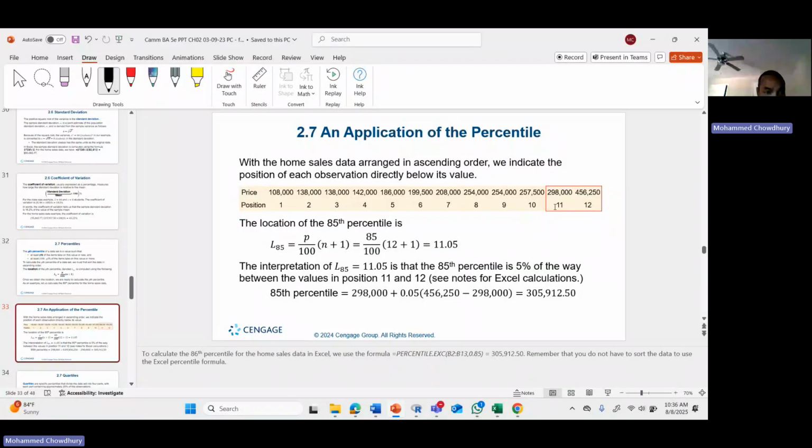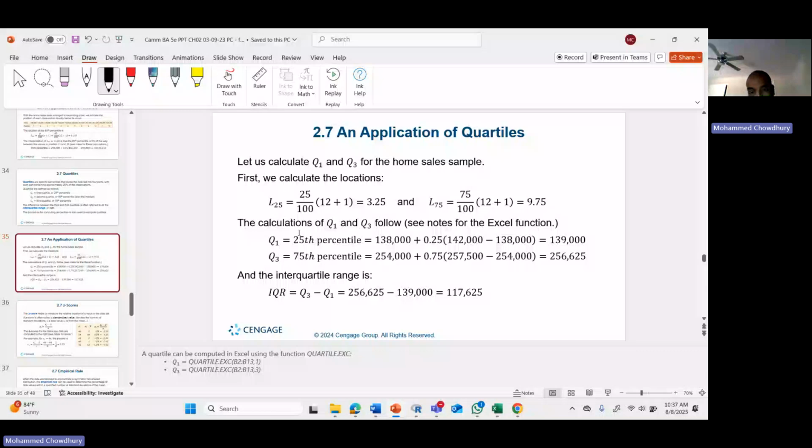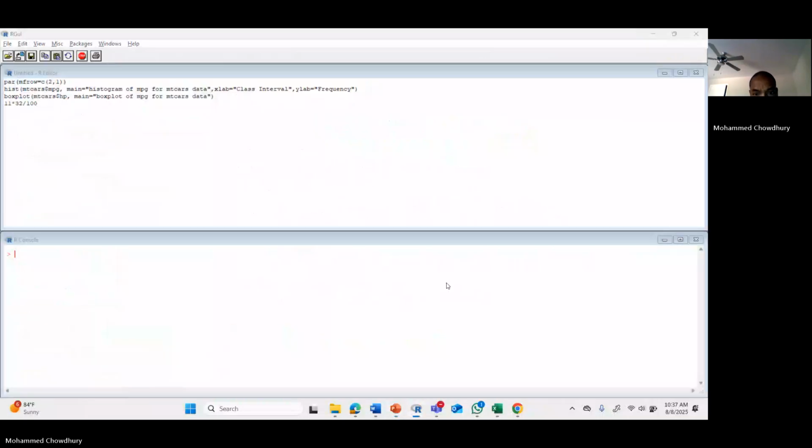Now we can find the quartile values. The 25th percentile value is computed like this, 3.25, and the 75th percentile value is computed as 75 over 100 times 25 plus 1, so 9 point something. So now they are computing a specific value. This is the third quartile value, 138. Take a look at that, 138.